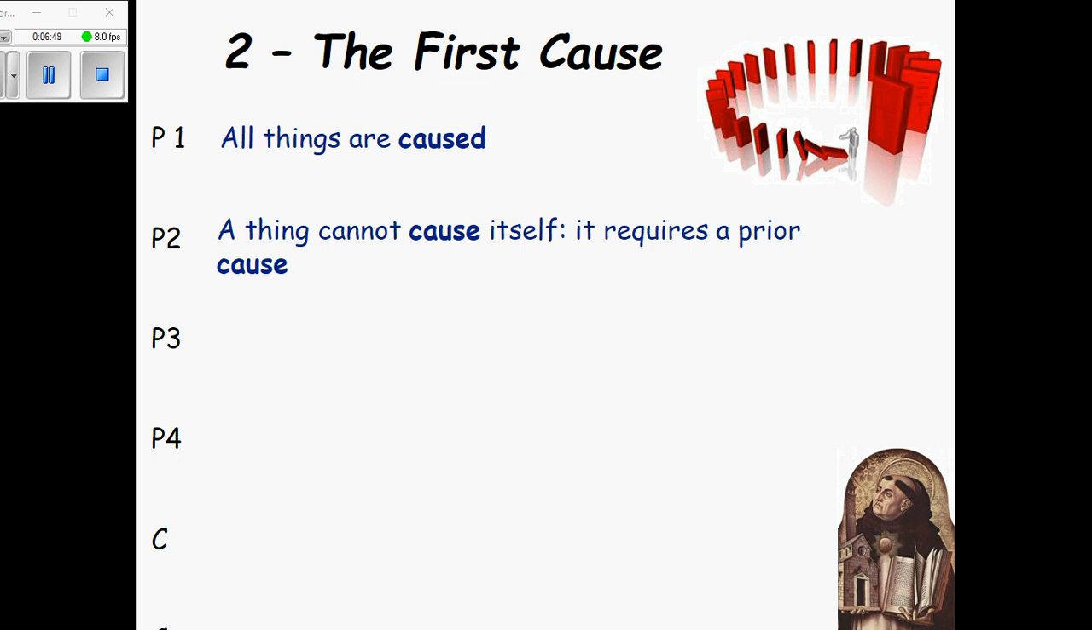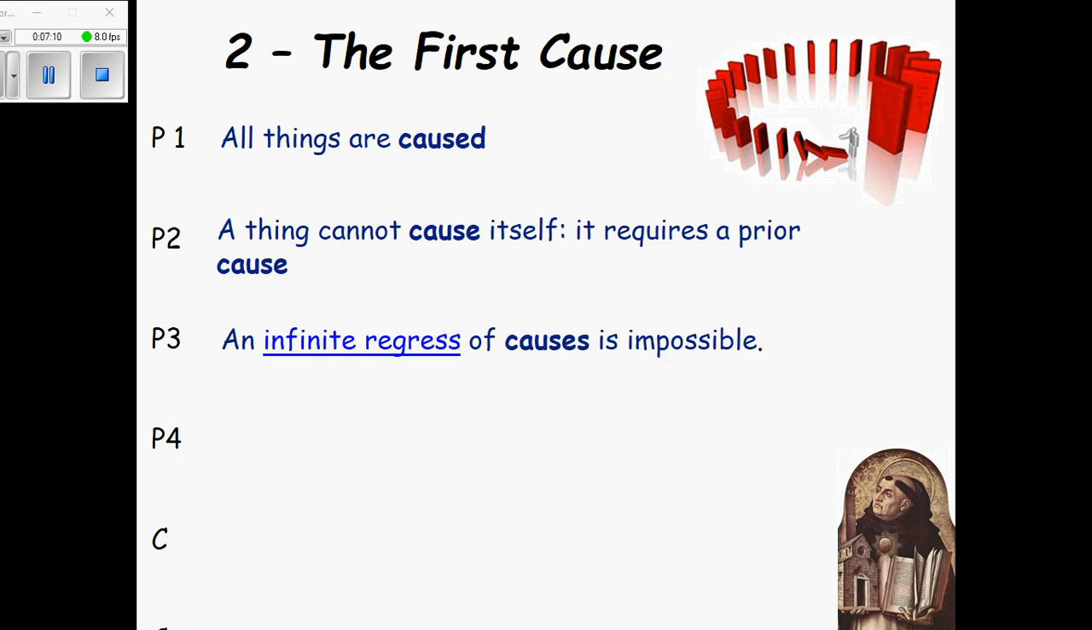So we look at the stone again. The stone can't have caused itself because, in order to cause yourself, that means you had to exist before you existed in order to cause your own existence. So that's not possible. So things are caused. And the things that cause things are also caused. And it goes back and back and back.